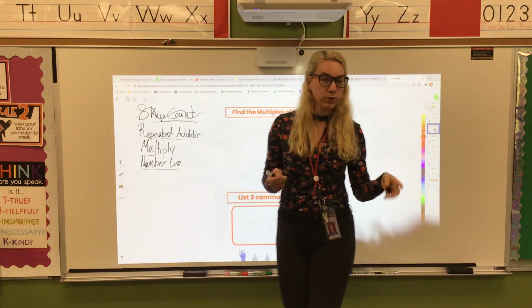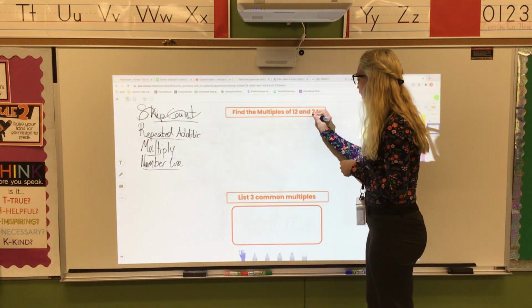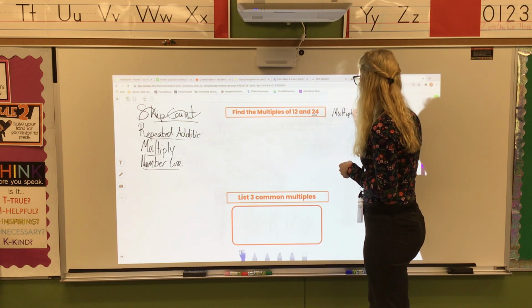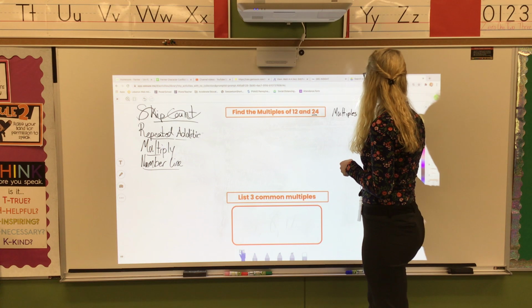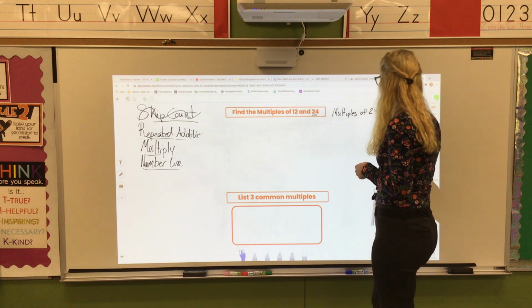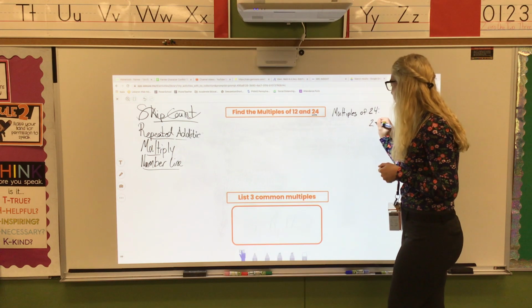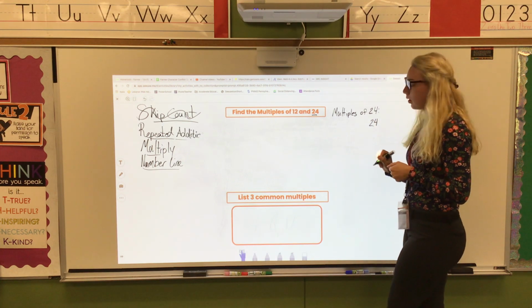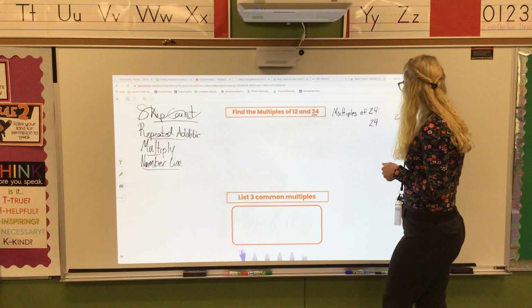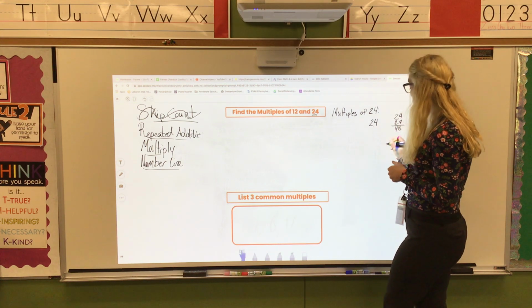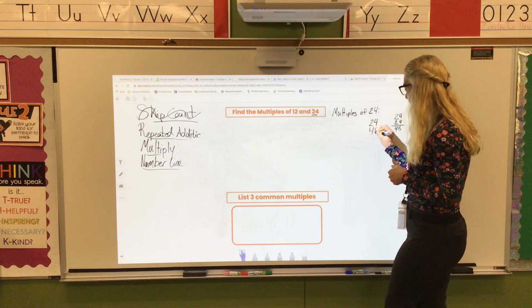So we're going to find the multiples of 24 first. Remember I say I like to start with a big number. We're finding the multiples of 24. So, first multiple is always what? Very good, the number itself, 24. Now, I'm going to go, okay, well, what's 24 two times? Oh, that's 48. Okay, so then I get 48.